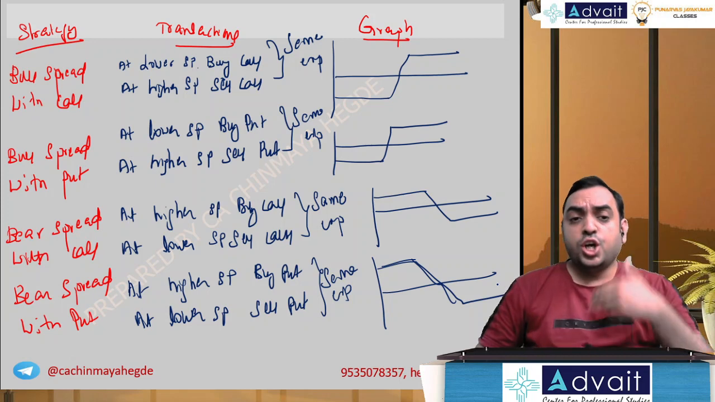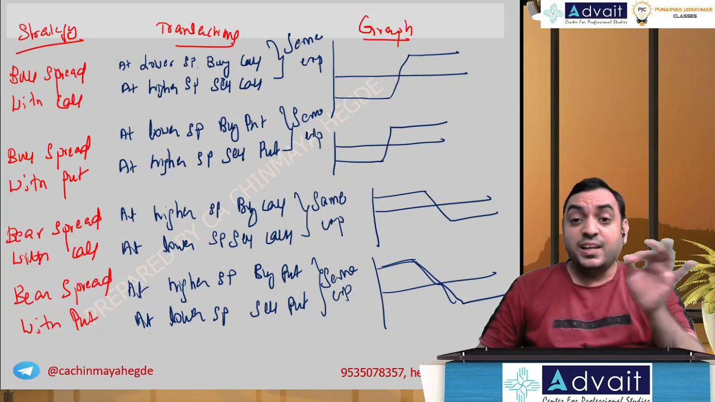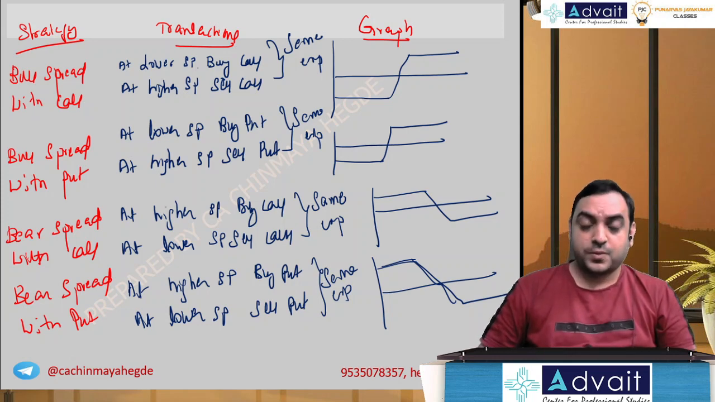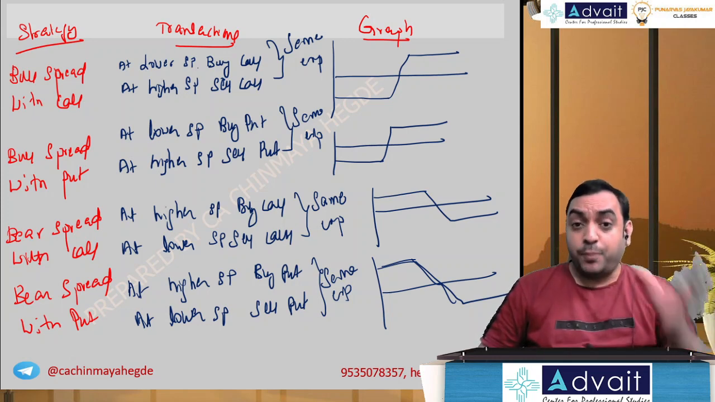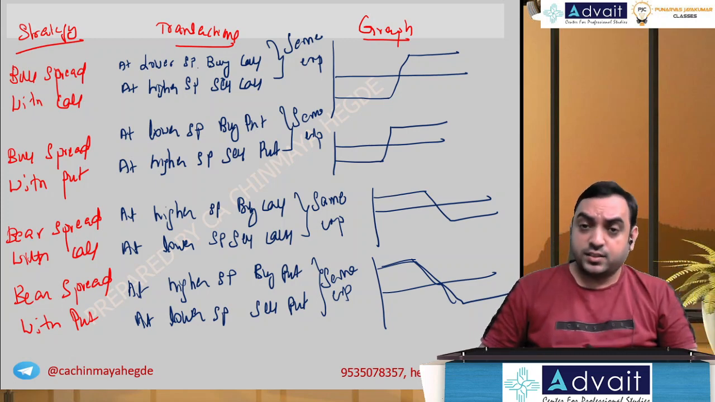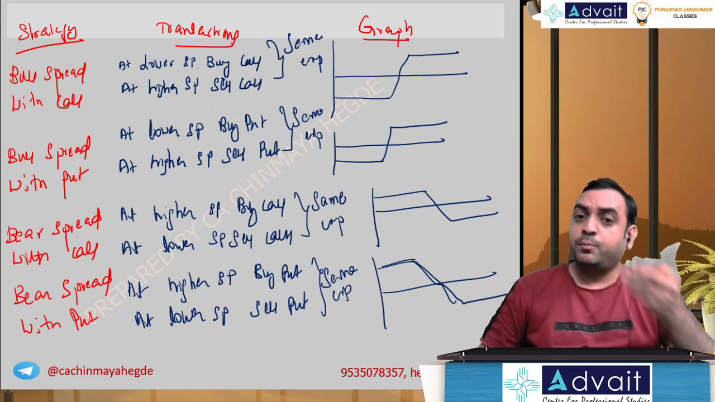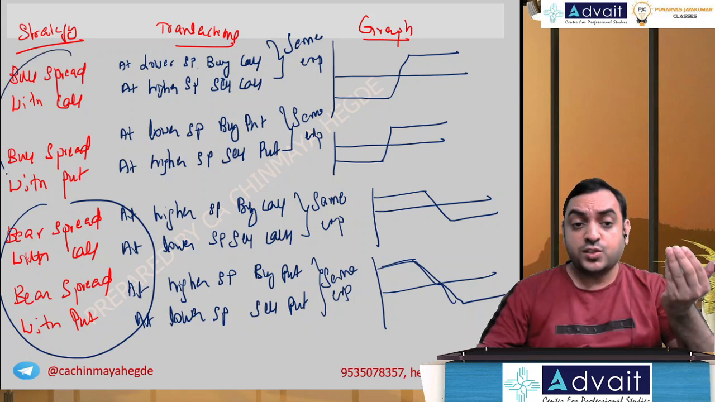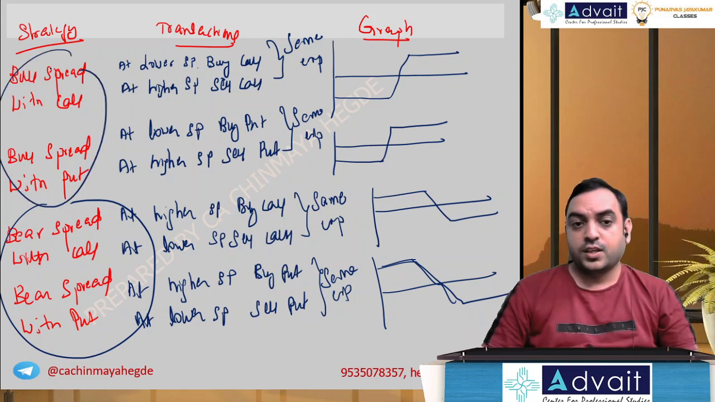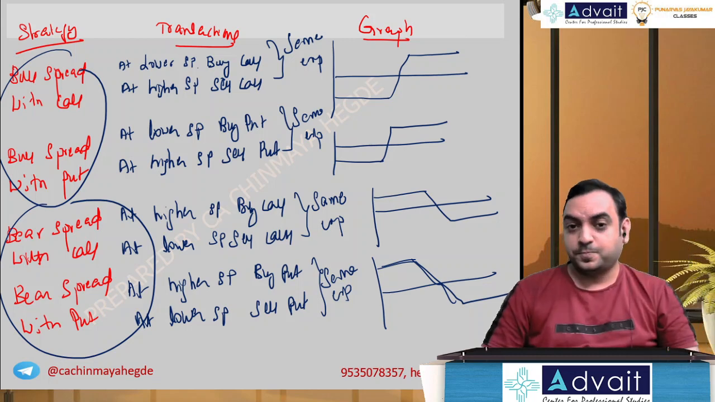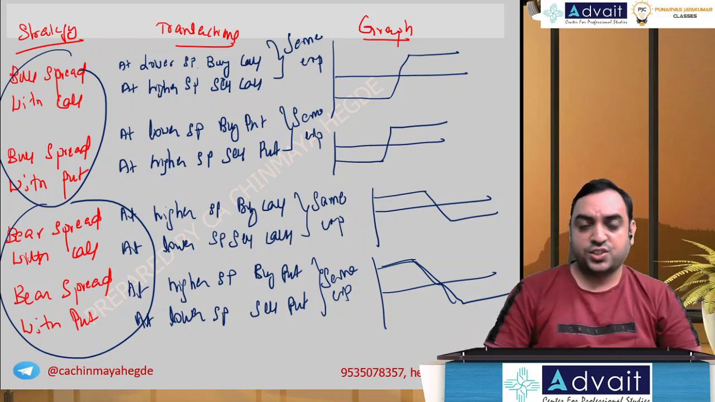If they ask which strategy gives you limited profit, limited loss, you have to select spread. Which strategy makes profit when the market comes down? Either bear spread with call or bear spread with put. Bull spread means when the market is up. When I say spread, you should use either only call or only put, at a lower strike price and at a higher strike price.